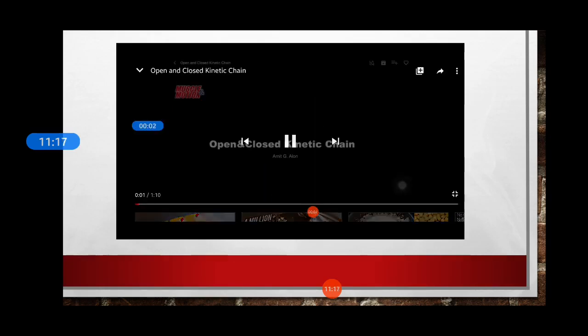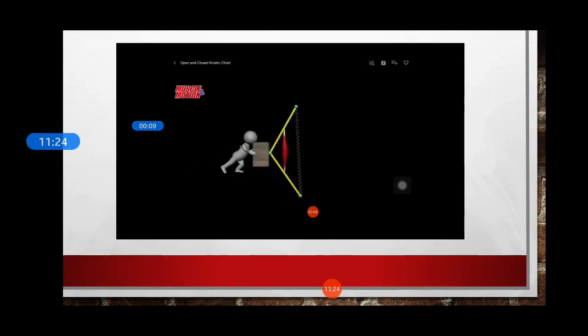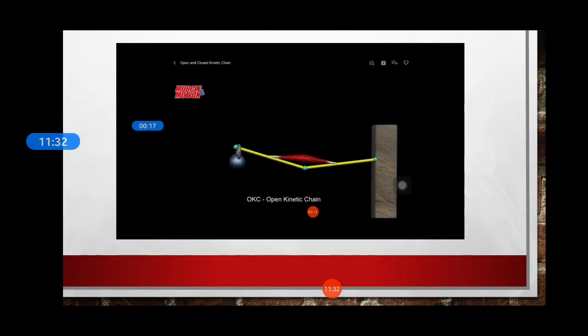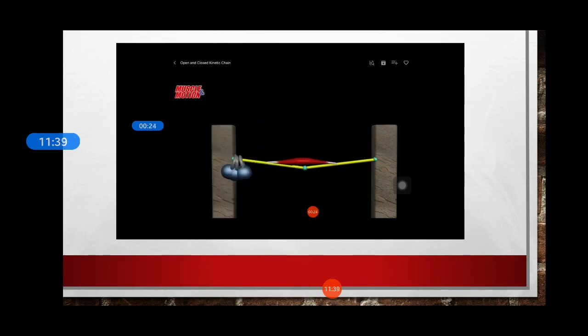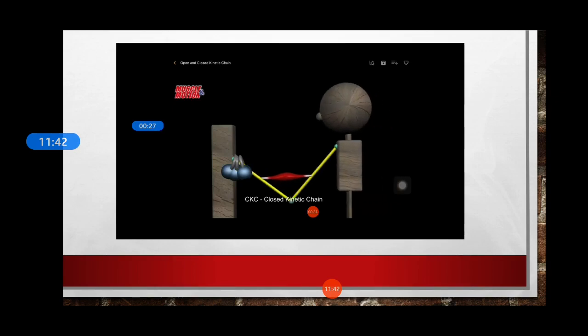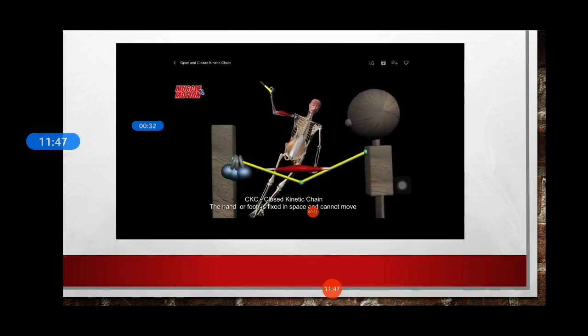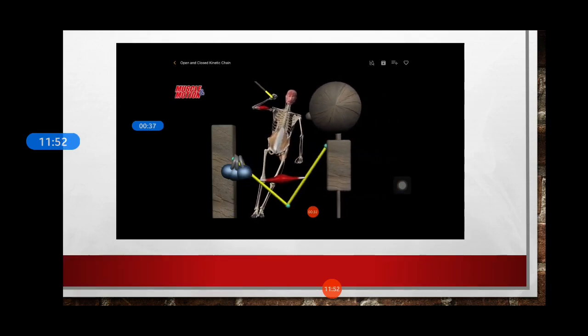Now, if we see this video, we see here how muscles are attached in our body and then fixed to a point. Now, as the activities occur, the muscle is pulling from both sides. We can see in the video. In open kinetic chain exercises, the distal part is free to move. Like you can see here, the patient is performing biceps curls. If the distal part remains fixed, like here you can see, this becomes a closed kinetic chain. The hand or foot is fixed in space and cannot move in closed kinetic chain exercises.